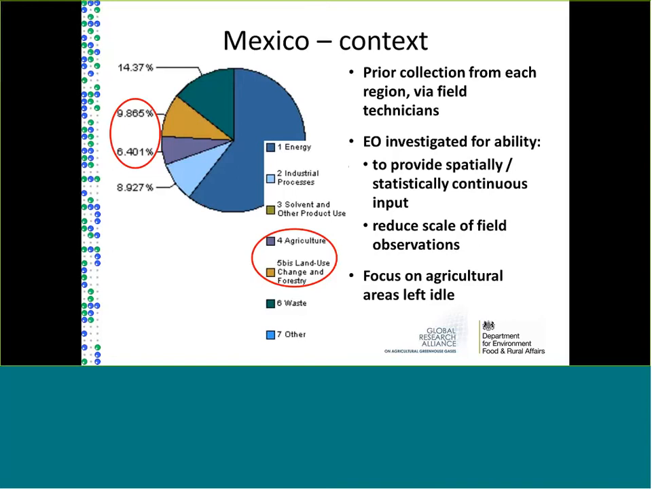The trigger for the interest in investigating EO is the ability of Earth observation satellites to provide spatially continuous and statistically continuous input, and the potential then also to reduce the scale of the field observations required to do a full national inventory. A particular focus area of interest is agricultural land that is currently idle but has the potential to come back into agricultural use at a later stage.